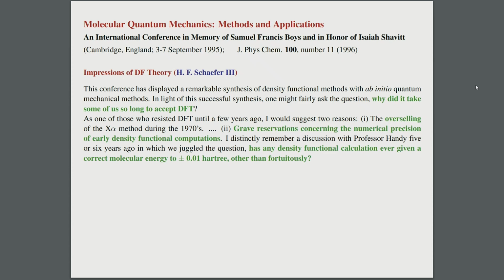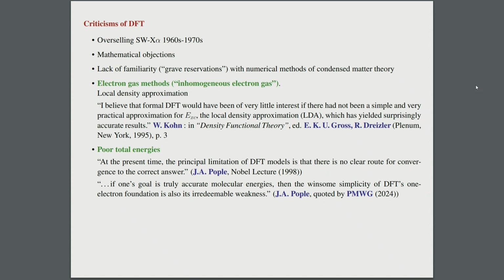Fritz Schaefer also said similar things, and I will summarize them in the next slide. What are the criticisms? Some of them are accepted by everybody. The main things are the electron gas methods, the inhomogeneous electron gas, much more familiar to condensed matter physicists than chemists, and the poor total energies, which I don't know are correct.